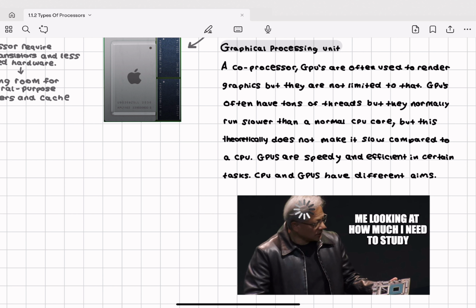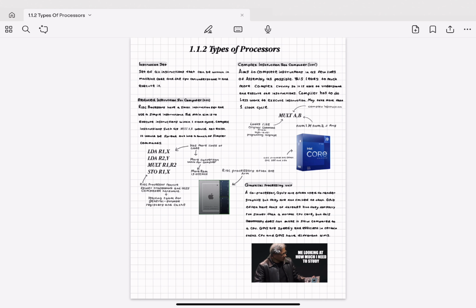So a GPU can be used for multiple things like Bitcoin mining and stuff like that. And nowadays, with the prevalence of AI, it can also be used for running AI. GPUs are a coprocessor, originally for graphics processing, but they can be used for much more now. And that's the entirety of 1.1.2 types of processors.